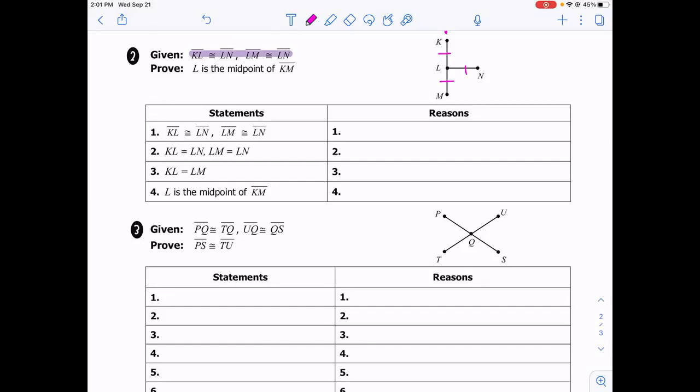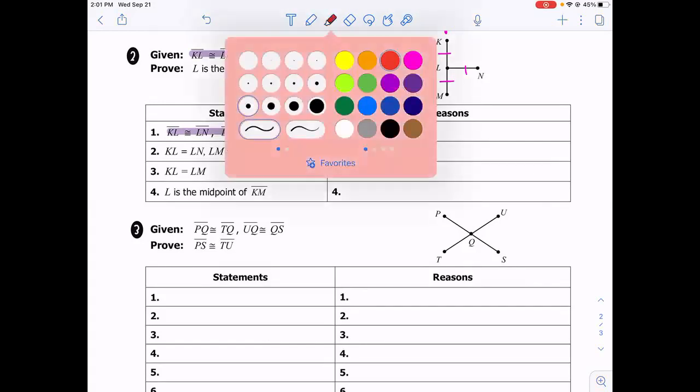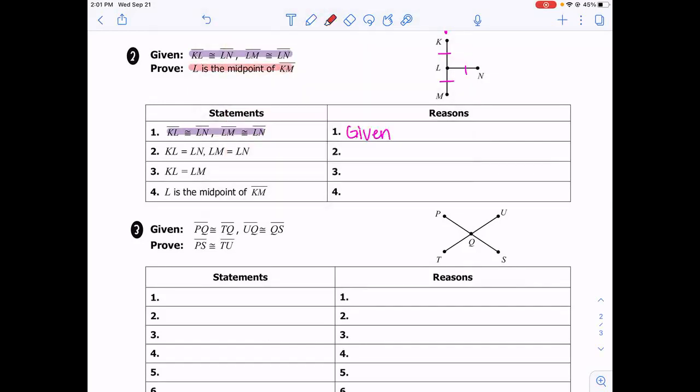So here's the deal. This is what I would do if I were you. Are you looking? Are you listening? I would put the given right away. Then I know that I want to prove that L is the midpoint of KM. That should be your last step, and you need to figure out how to get from 1 to the end.